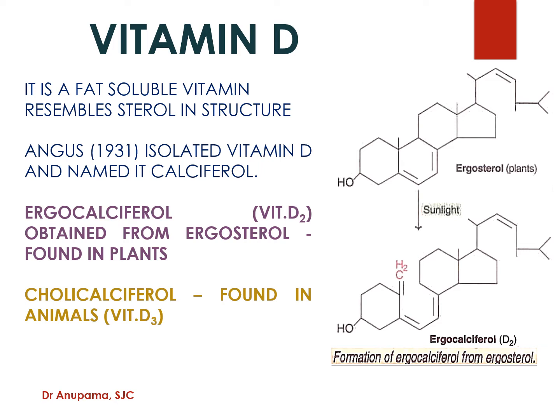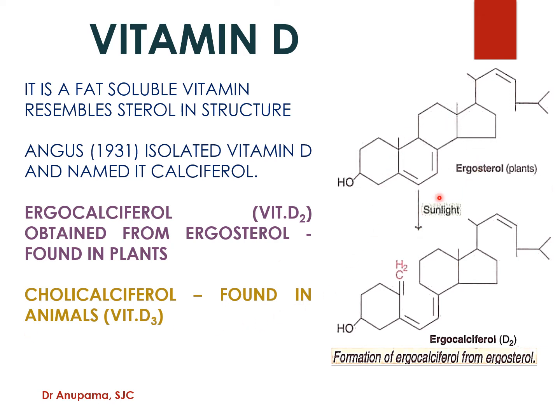Vitamin D. Vitamin D is the fat-soluble vitamin which resembles sterol in its structure. Angus in the year 1931 isolated vitamin D and named it calciferol. Ergocalciferol is vitamin D2, obtained from ergosterol found in the plants. Cholecalciferol is found in animals.